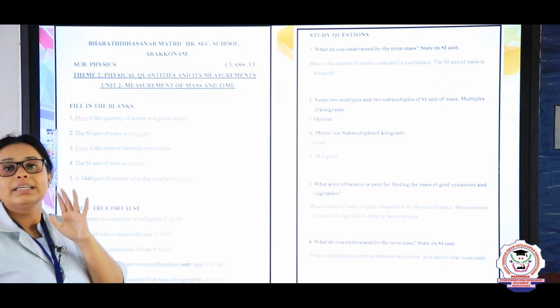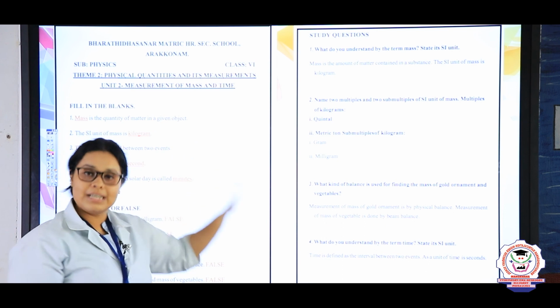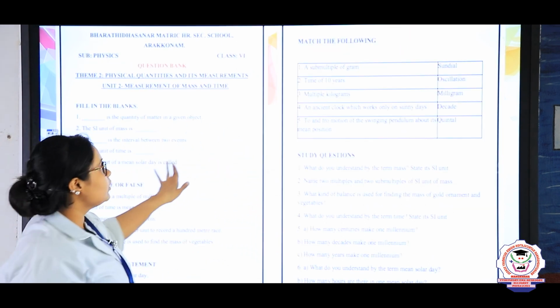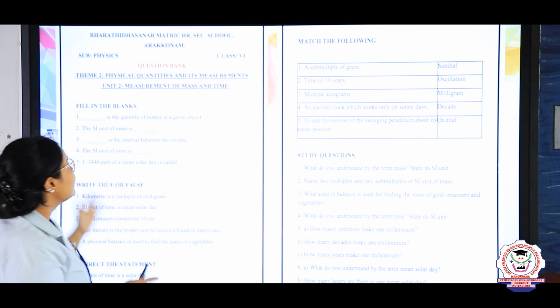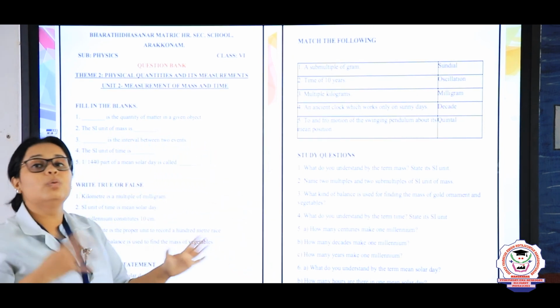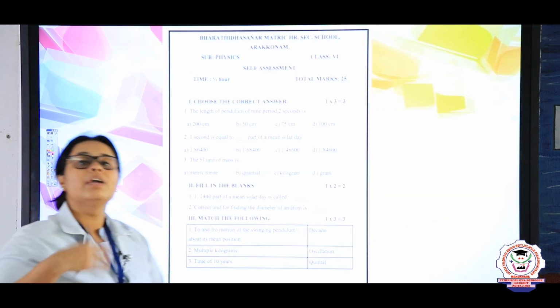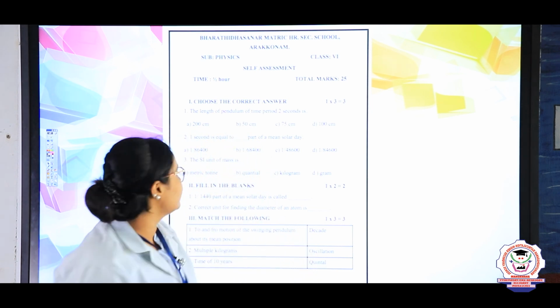Now students, when you go to the description box, you can see that there is study material. The study material will look like this. Later on there is a question bank. In the question bank there are various things to be done, with only questions, and later on there will be the self-assessment. Using that self-assessment you will get to know how much you have understood the lesson, okay children?